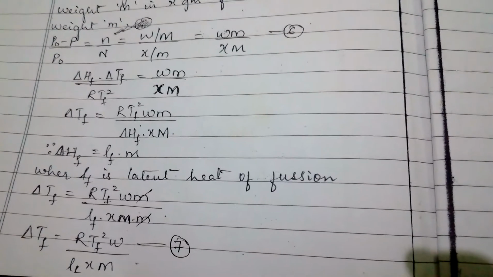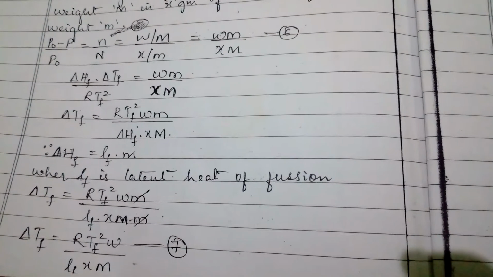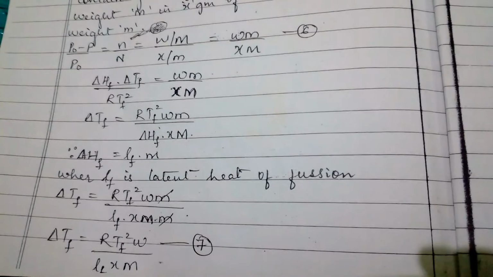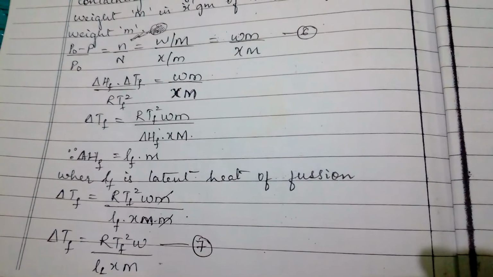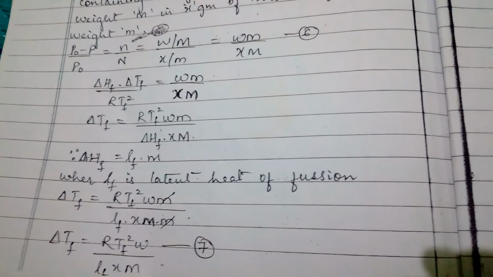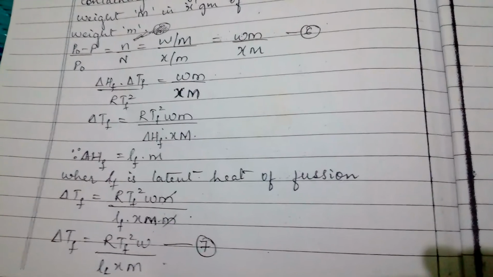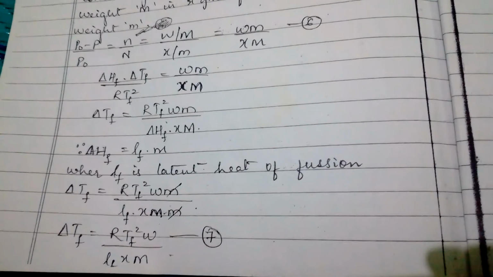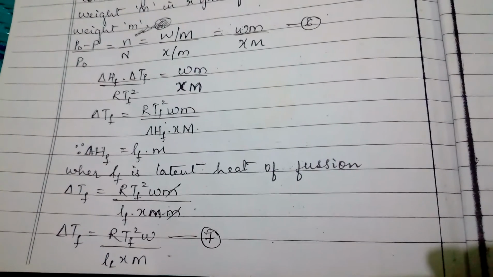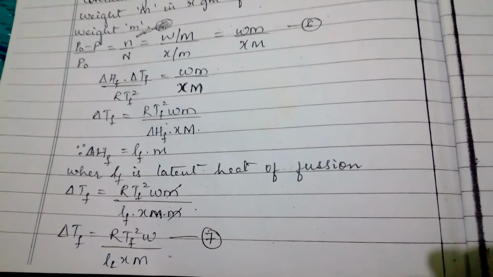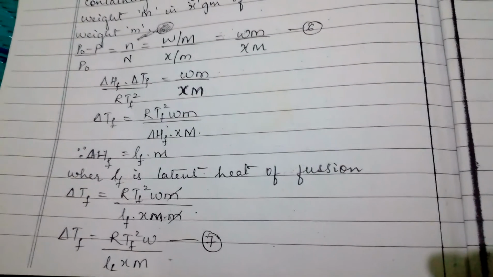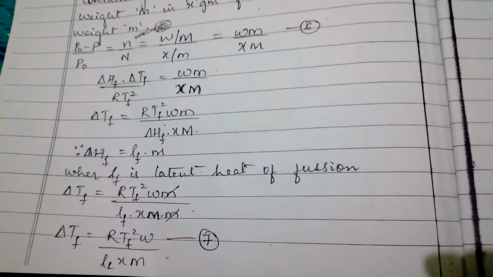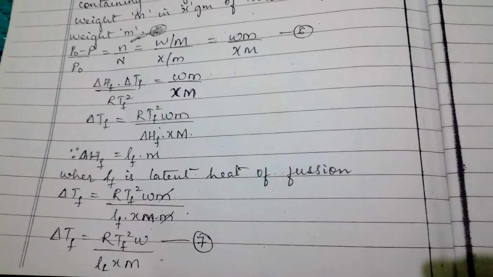The above equation becomes ΔHf ΔTf/(R Tf²) = Wm/(X M). Therefore ΔTf = R Tf² W m/(ΔHf X M), because ΔHf = Lf m, where Lf is the latent heat of fusion. The equation becomes ΔTf = R Tf² W m/(Lf X M m). Small m on either side cancels, so ΔTf = R Tf² W/(Lf X M). Call it equation 7.